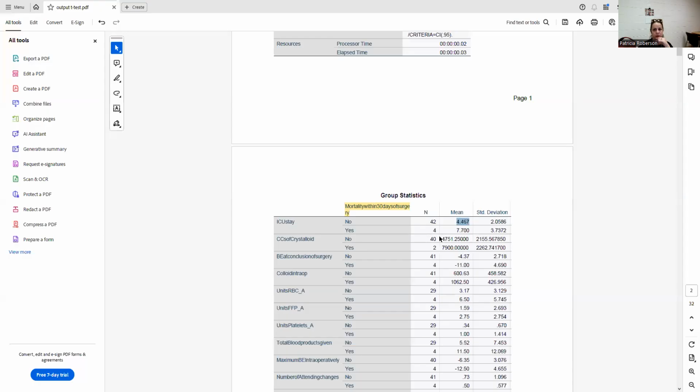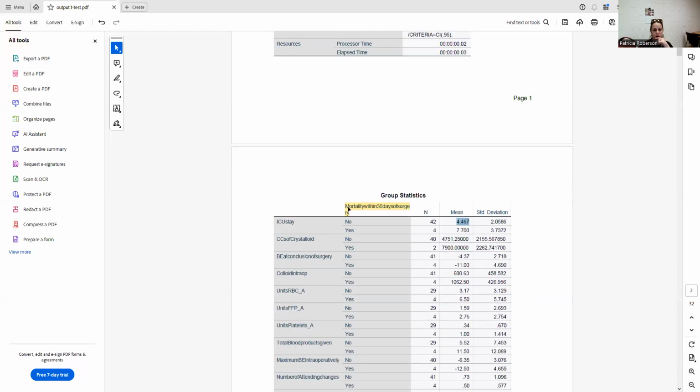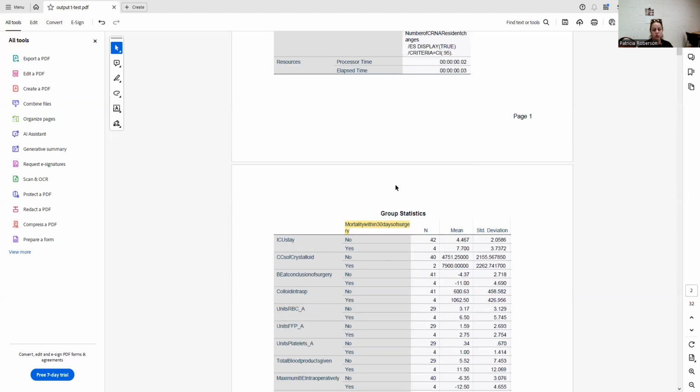I thought this might be the easiest way to walk you through the output. It looks different than the SPSS when I convert it to PDF, so hopefully this will make sense. So this page 2 kind of starts the output for mortality within 30 days.